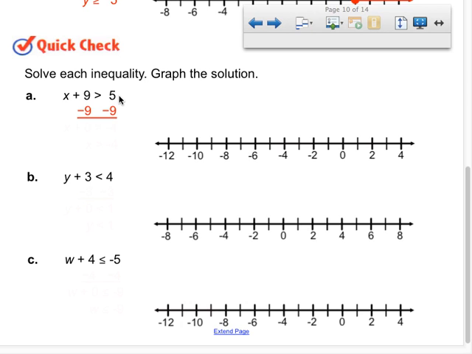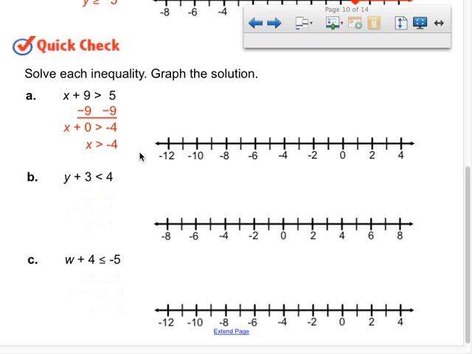to 4. We keep the sign of the larger magnitude. Which one's the larger magnitude, 5 or negative 9? Right, so it's going to be a negative 4. Okay? Now that we have this part, now it's the easy part. What's x plus 0? X. So x is greater than negative 4.